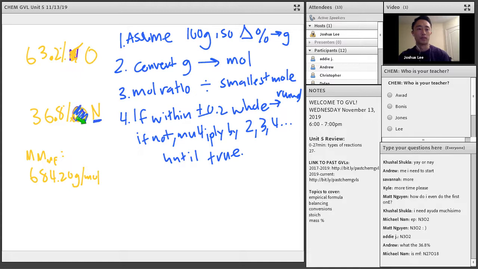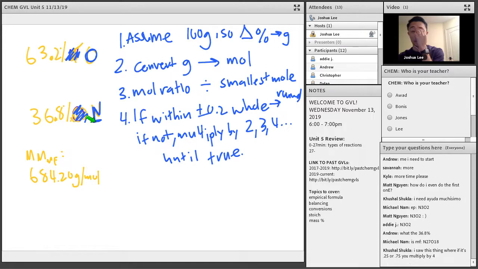Nitrogen. But good, it is N3O2. That's what it should be. And I did make it times 9. So I was thinking that if it's 0.25 or 0.75, you multiply by 4.